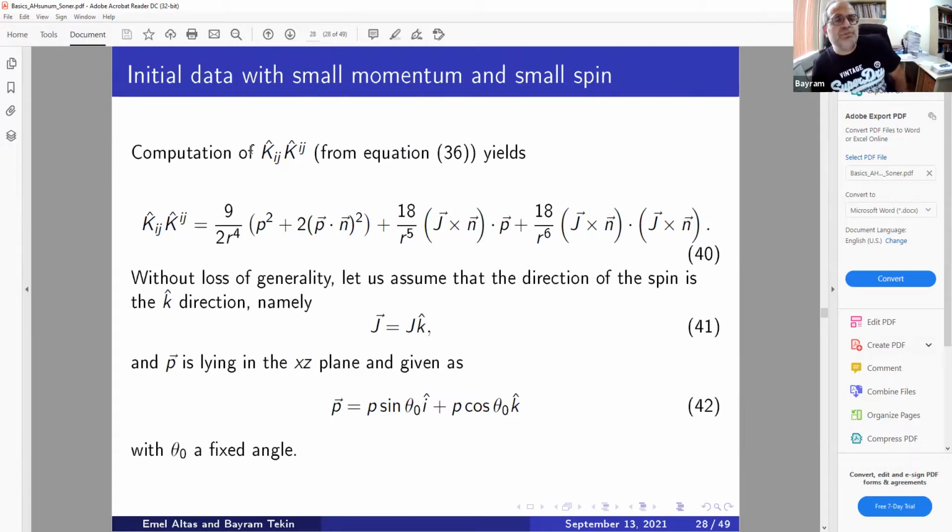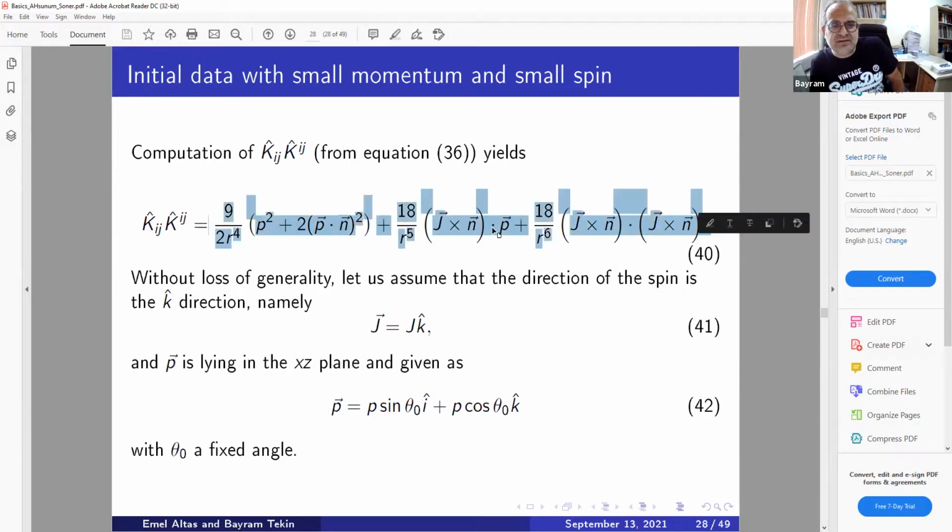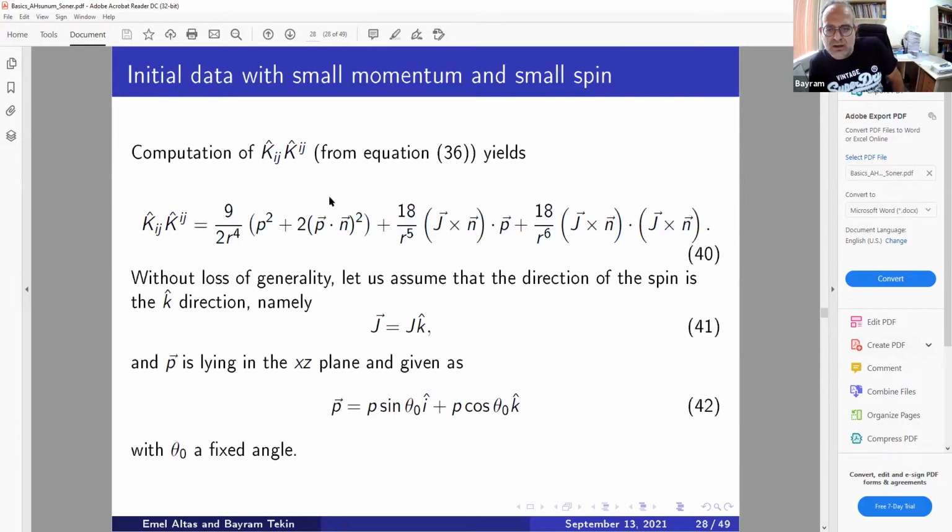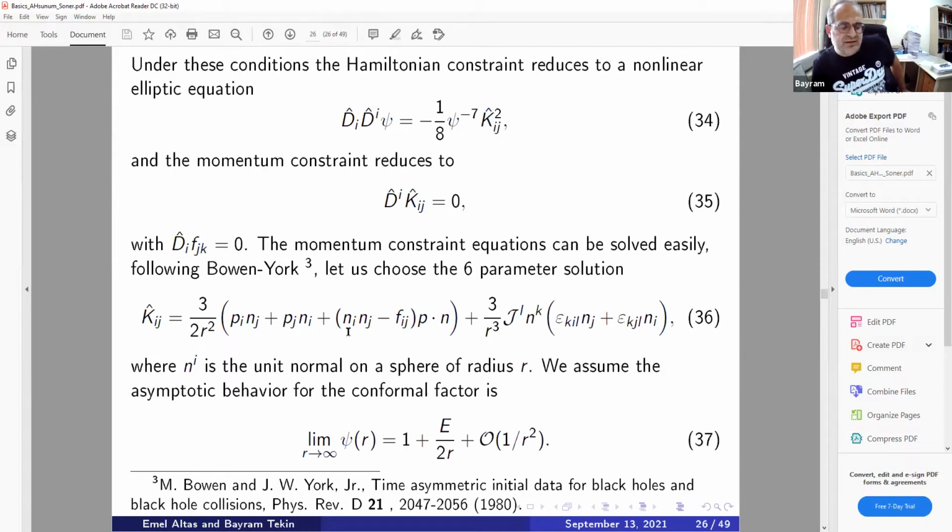Now, if you compute Kij to solve the elliptic equation, you get this non-trivial looking object. By the way, I didn't explain to you here, but if you compute the ADM momentum, you get P to be the ADM momentum. If you compute the spin of this object, the spin becomes J. So it is a spinning finite energy object which has a linear momentum. So the vacuum is moving in some direction, it is rotating and it has finite energy.